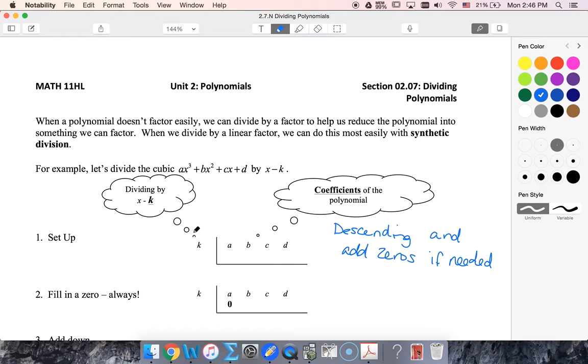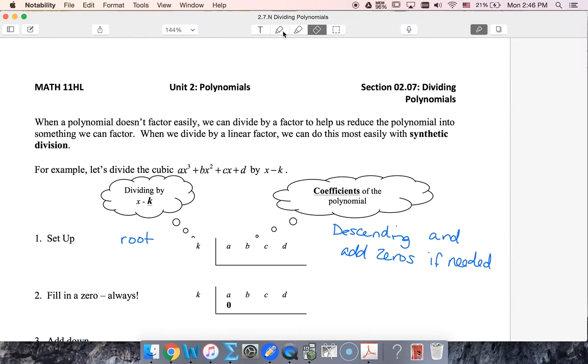Then on the outside, when I'm dividing by x minus k, I put the k here. So here, this is the root, or what would be the root if there is no remainder. So root.